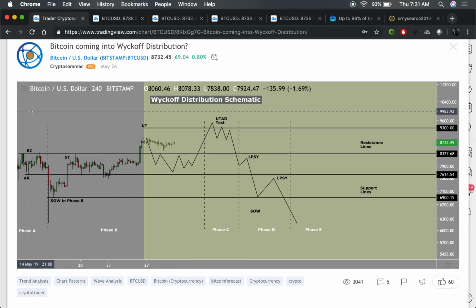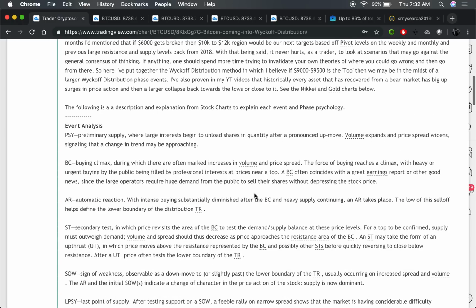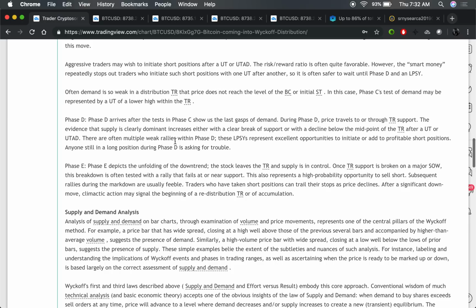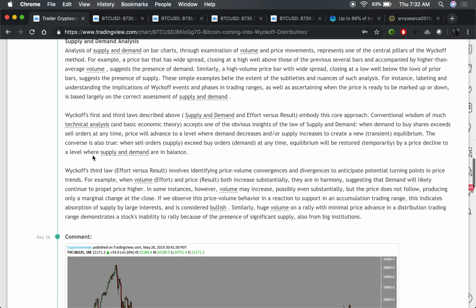Distribution is essentially smart money selling into the hands of retailers because they need someone to buy what they're selling, right? So if that happens, then this schematic right here will be how it looks, okay? You'll first move down back to 8,300, come back to 9,300, essentially create a double top, head back down again, and then this is really where prices will accelerate and just drop farther and faster, okay? You can read about it here. I did an entire post on it, phase analysis, supply and demand analysis.